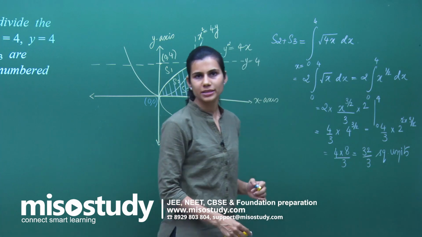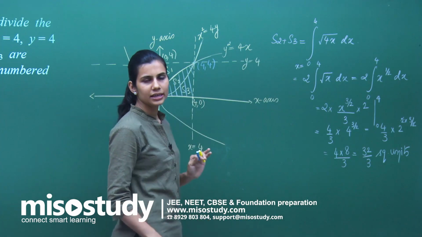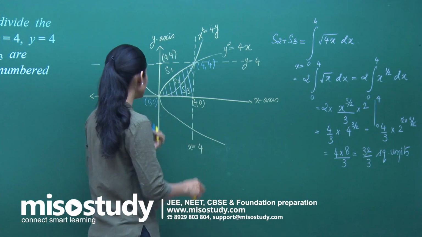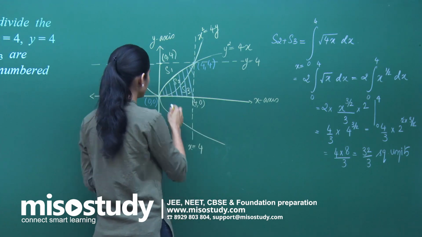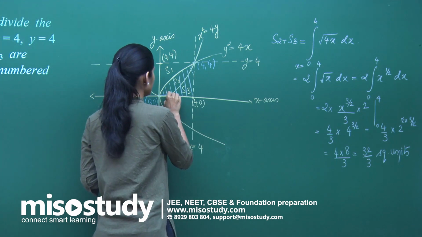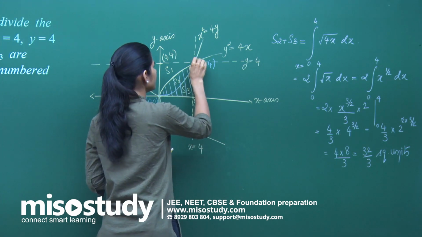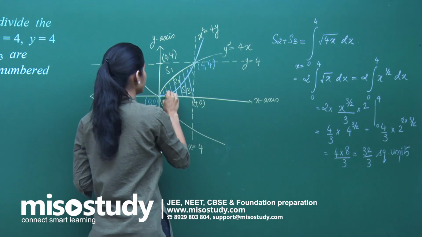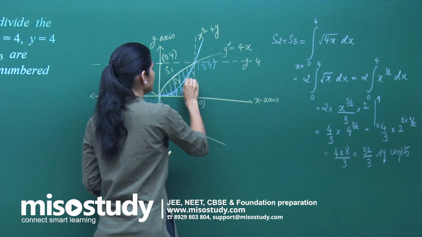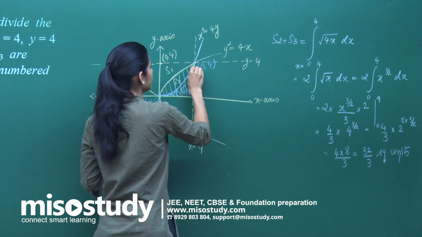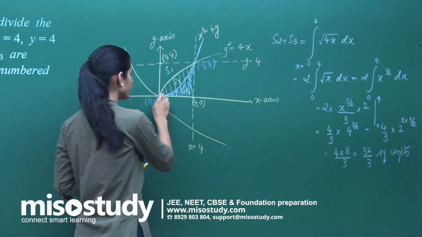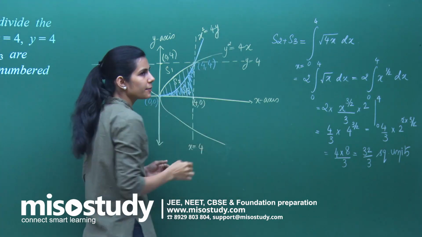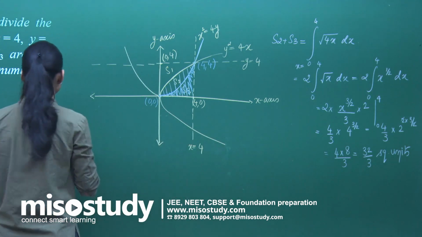This is my S2 plus S3. My options are regarding one single area of S1, S2 and S3. So if I wish to compute the S3 portion, let me shade it. Corresponding to this curve, I get my S3 as everything below it. So this is my S3. From 0 to 4, below this curve, y is x square by 4. So let's evaluate S3.